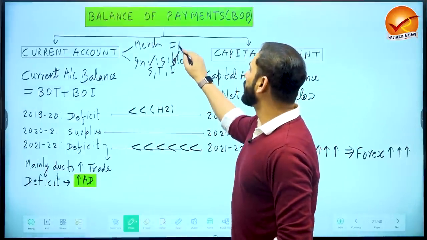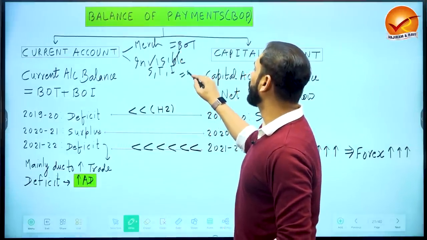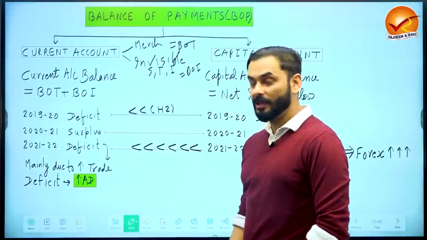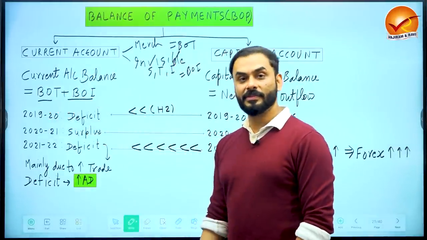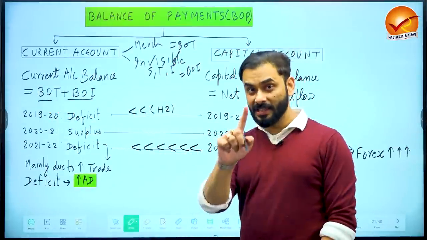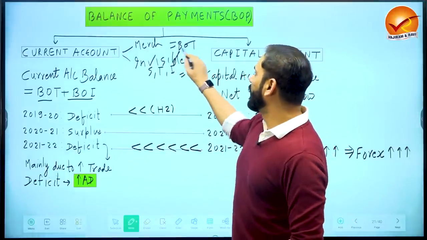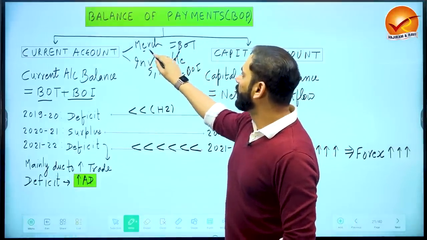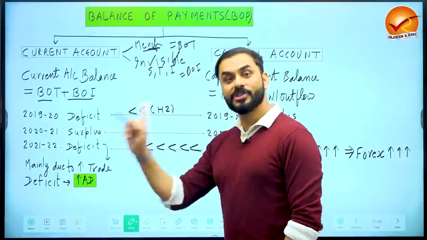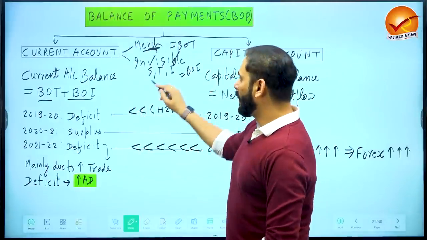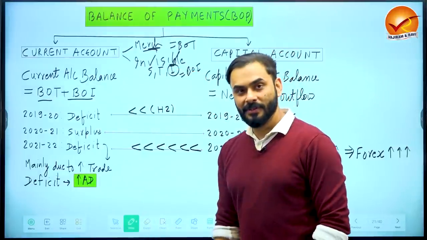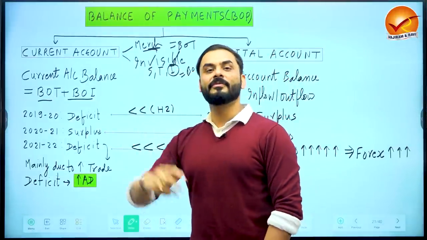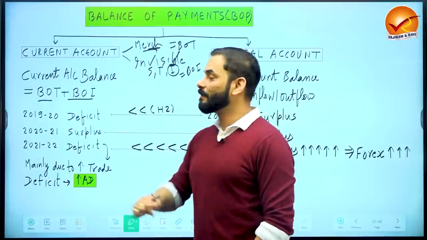This one is called balance of trade. This one is called balance of invisible. So your current account balance is made up of balance of trade and balance of invisible. And I told you that one of the scary things about India currently is that in this merchandise, our imports are very high. That's scary. And in invisibles, this income part is against us because foreigners are taking more income from us. So that is also dangerous.